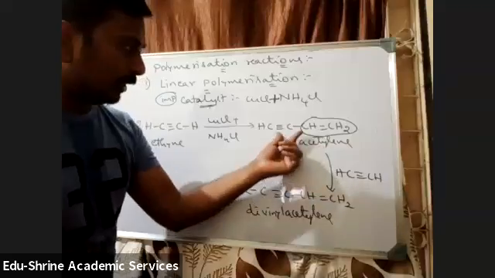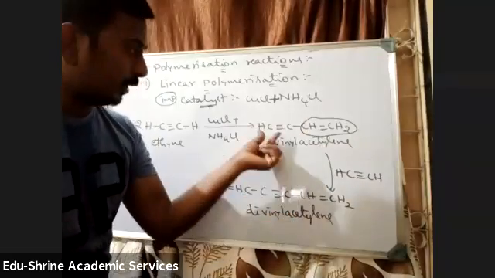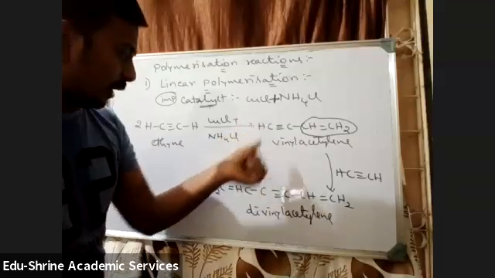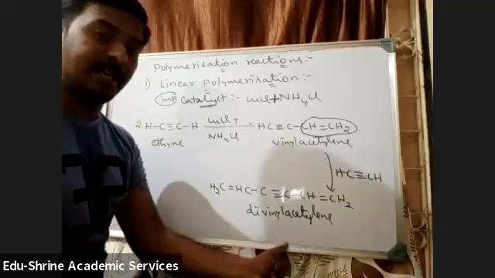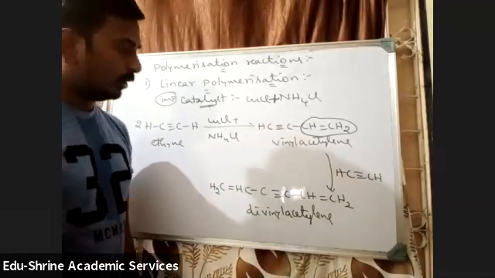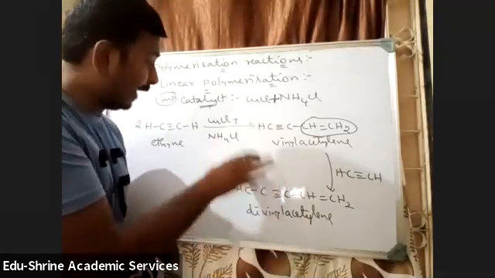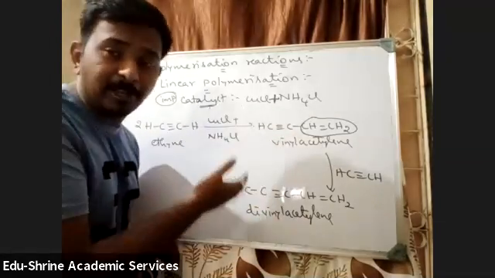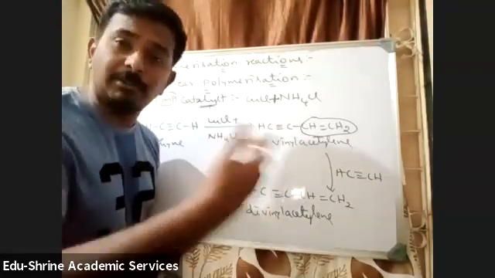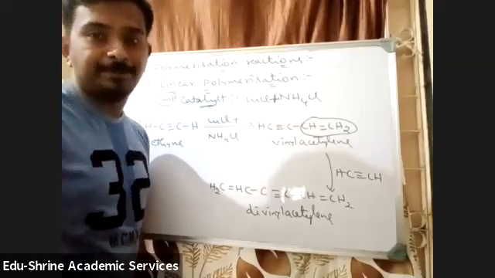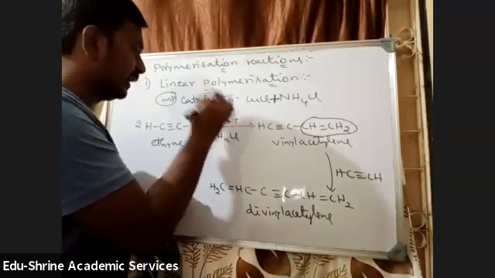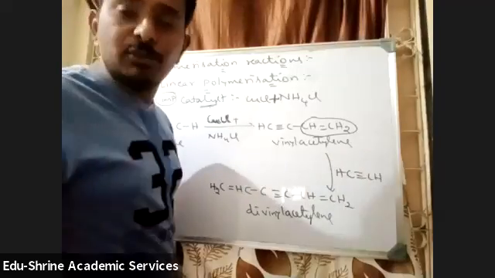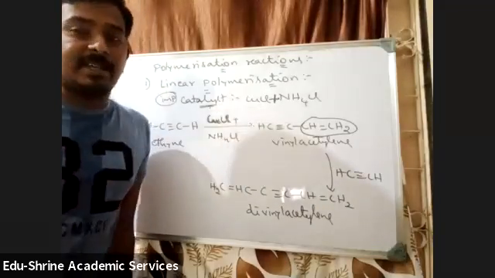Divinyl means what? This side already there is one vinyl group. This side also, you replace the hydrogen with another vinyl group, CH double bond CH2. It becomes divinyl acetylene. Okay? So products are not important, students, but this is important. Products you will come to know how to write when we study the polymers chapter. No need to worry. But this catalyst is very important. For linear polymerization, we use CuCl plus NH4Cl as the catalyst.